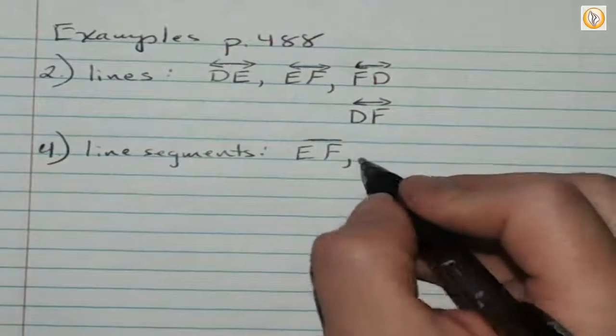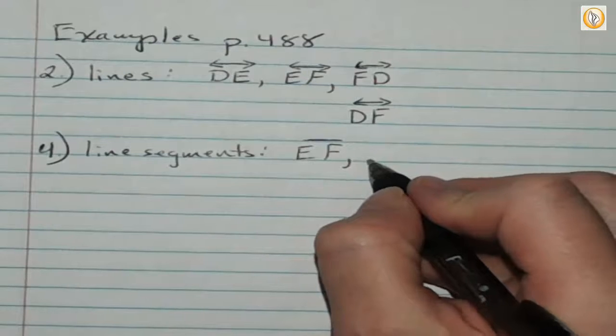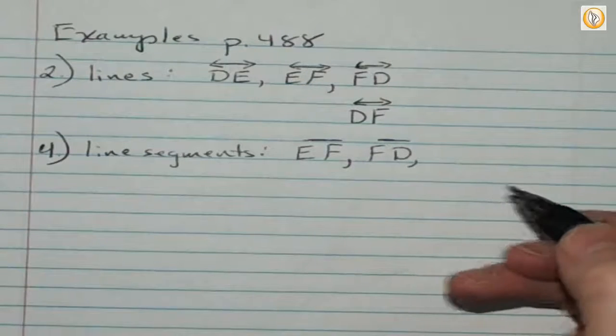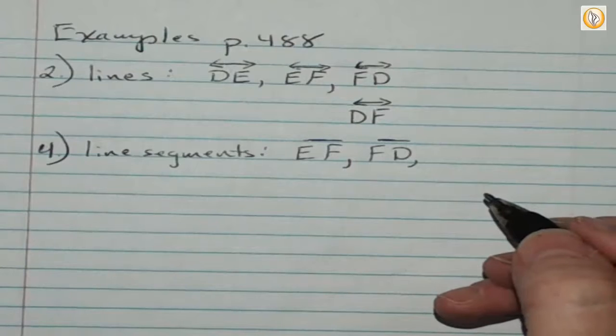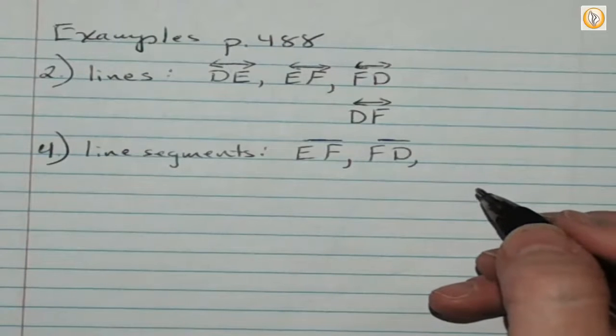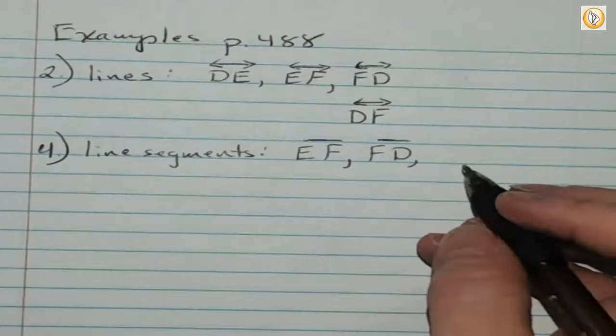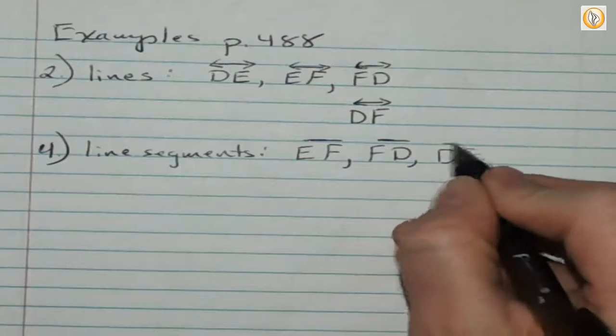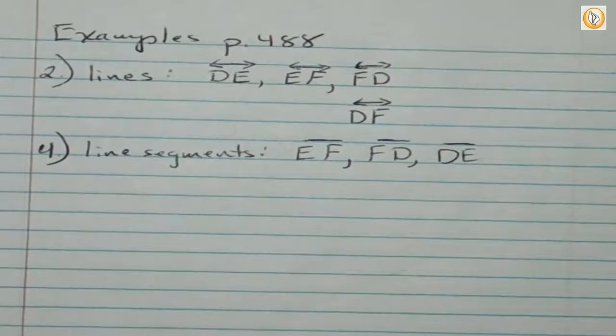All right, Cecilia. FD. Yeah. Okay, you're right. FD. Joanne. D. Okay. There you go. Any questions so far?